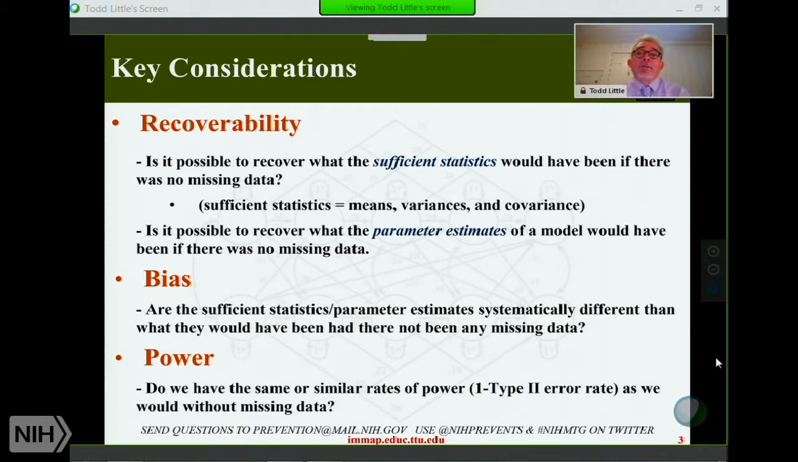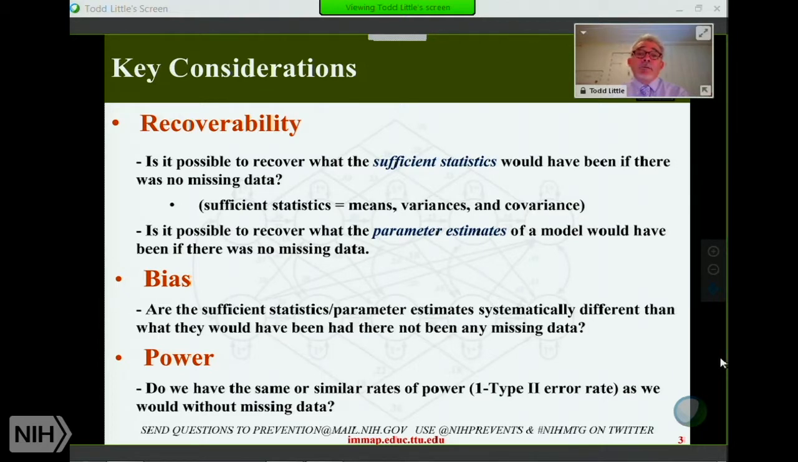When you're looking at clinical trials, the practice of using the last point carried forward is particularly deleterious with regard to inferences, and we really should be treating the missing data using a modern approach. The third major consideration when data go missing is power.